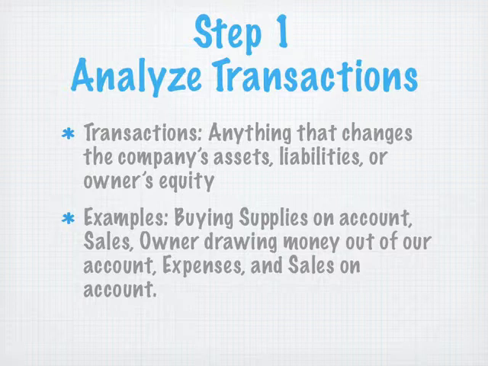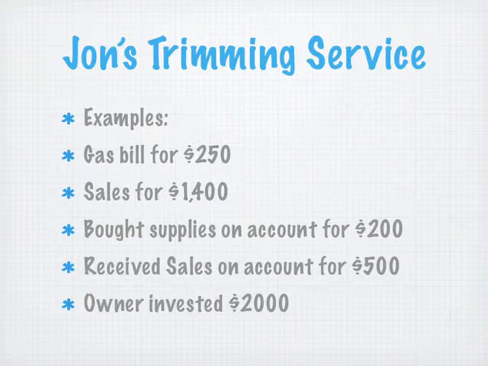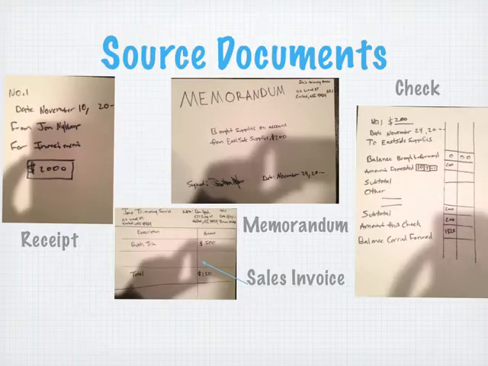Step 1. Analyze the transactions. Transactions are anything that changes the company's assets, liabilities, or owner's equity. Some examples are buying supplies on account, expenses, and sales. Here are some examples of source documents: a receipt, memorandum, sales invoice, and check.